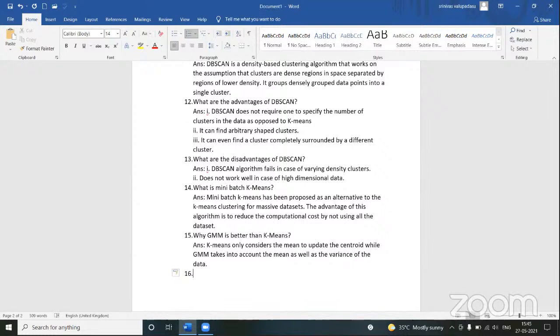What is hard clustering? It is one type of classification: hard clustering and soft clustering. In hard clustering, we group the data items such that each item is assigned to only one cluster. So we are grouping the items, but every item belongs to only one cluster. This is nothing but hard clustering. We can take GMM clustering as an example.